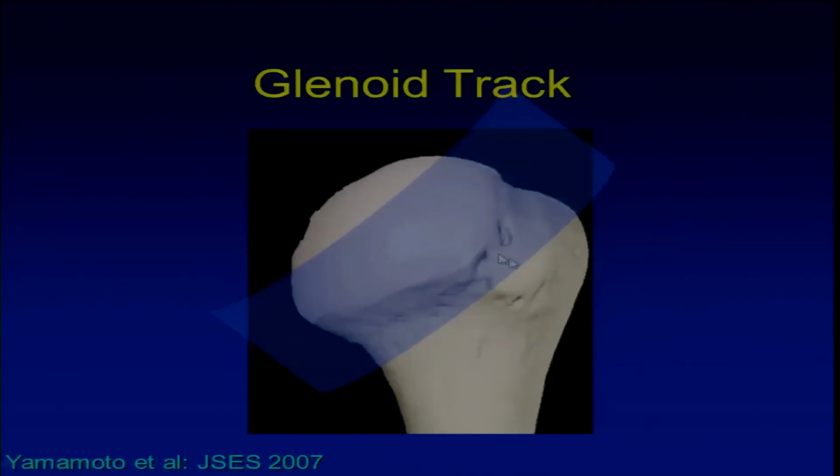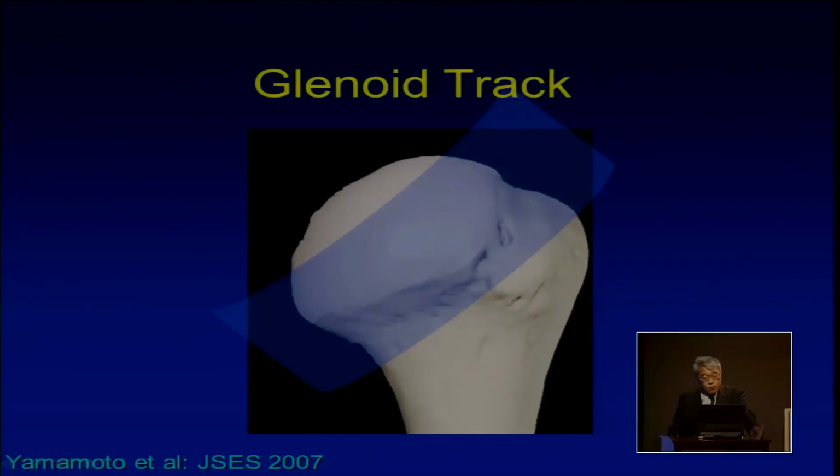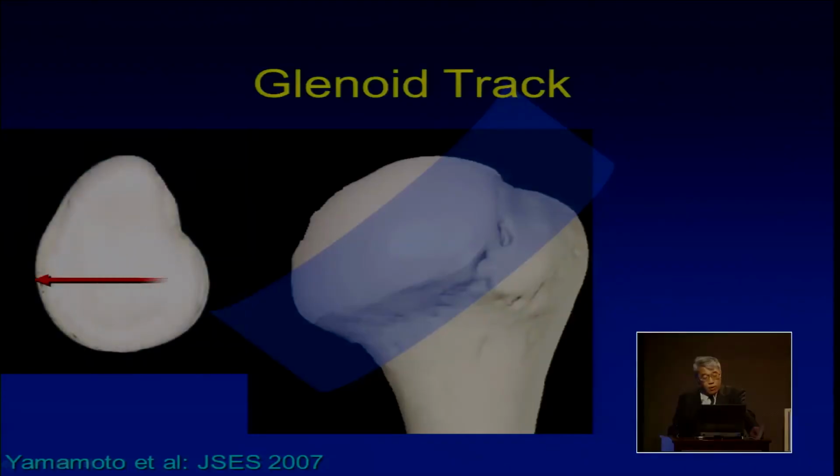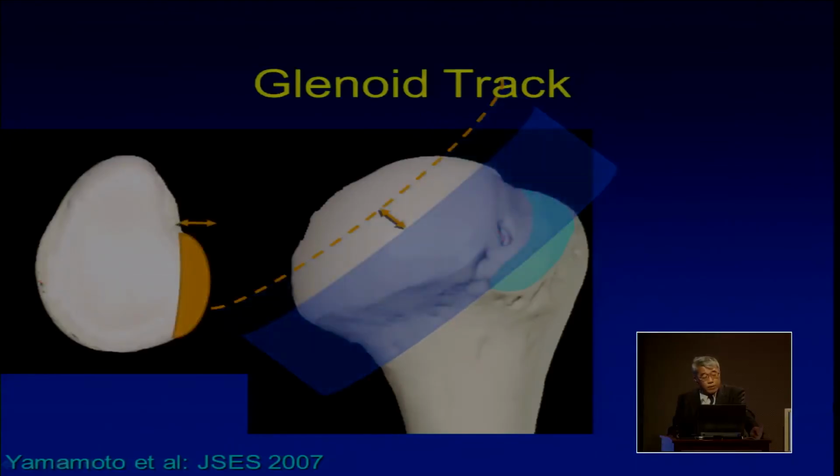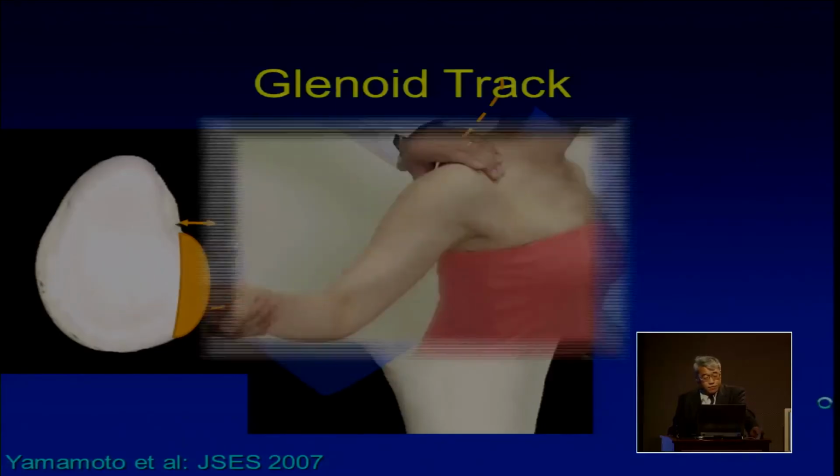So we want to know where this medial margin of the glenoid track is. First, we measure the width of the glenoid. It's 100%. Then the medial margin of the glenoid track is located at 84% from the medial margin of the footprint of the rotator cuff. If there is a bony defect like this, then we subtract this width to obtain the true glenoid track.